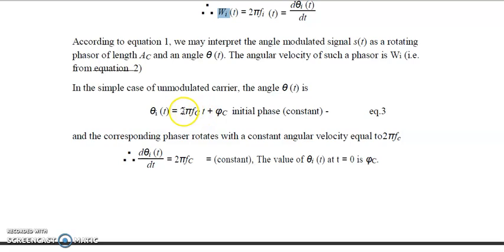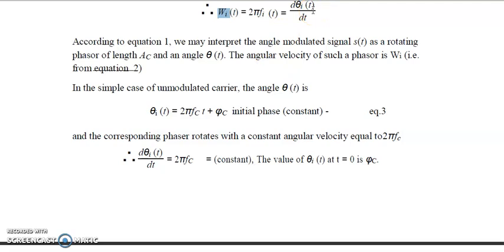This is for one complete cycle. But since the wave is continuously moving, at any instant the phase can be changed with an initial phase constant, that is phi c. Again you can find this constant angular velocity 2 pi fc from this formula, d theta t by dt, that earlier we have seen here.